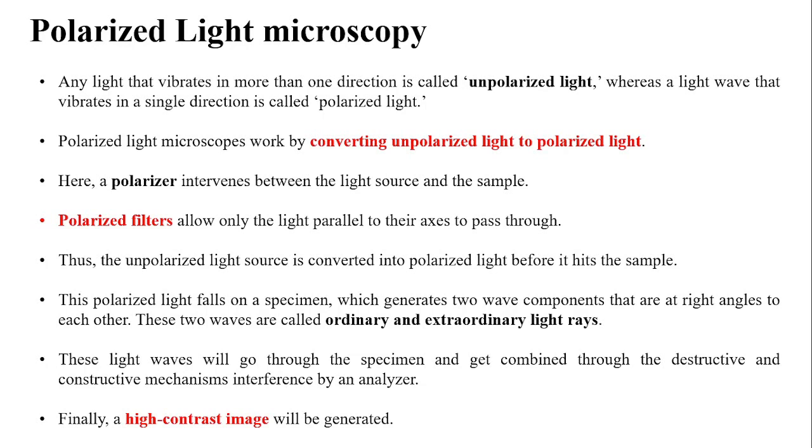Unpolarized source is converted into polarized light before it hits the sample or the specimen that we are visualizing. This polarized light then falls on the specimen, which generates two wave components. These wave components are at right angles to each other, and these are called ordinary and extraordinary light rays. These light waves then go through the specimen and then combine through the destructive and constructive mechanisms of interference, as a result of which a high contrast image is generated.